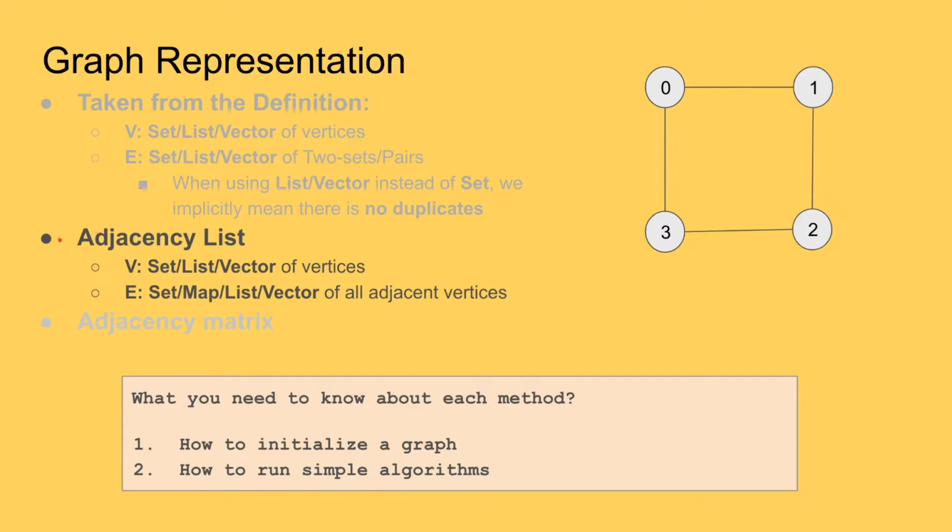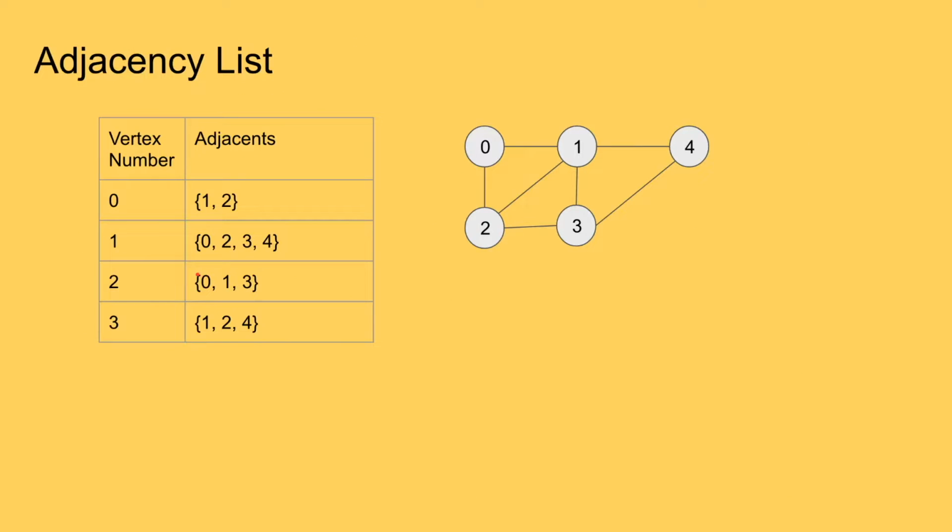Method number 2 is called adjacency list. In an adjacency list, rather than having two sets for vertices and edges, we have a table and there's a mapping from each node to its adjacents. For example, node 0 is mapped to its adjacents 1 and 2. And node 1 is mapped to its adjacents 0, 2, 3, and 4. So we can do this for all of the vertices and create this table.